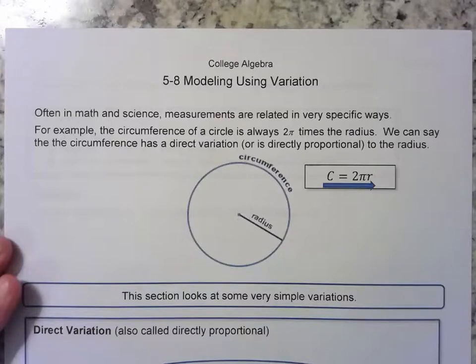And science, measurements are related in very specific ways. For example, the circumference of a circle is always 2 pi times the radius, 2 pi r. We can say that the circumference has a direct variation or is directly proportional to the radius. So what does that even mean?